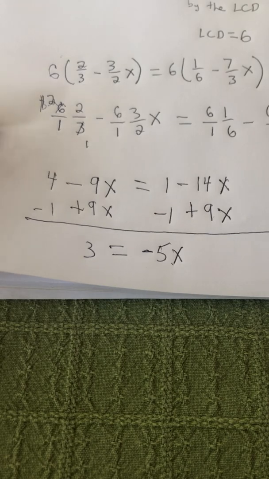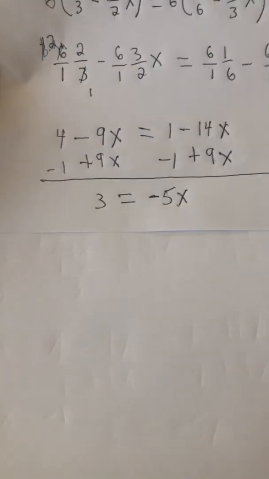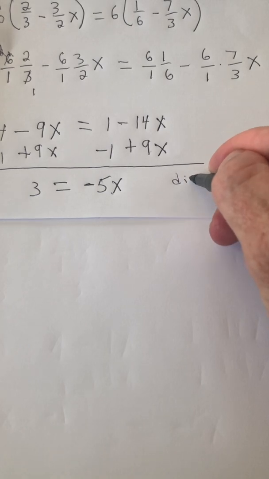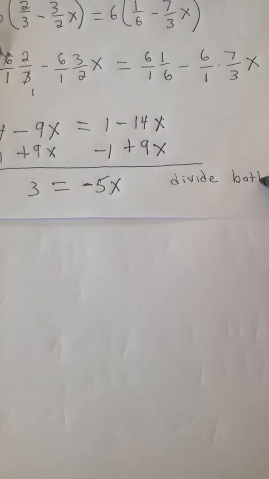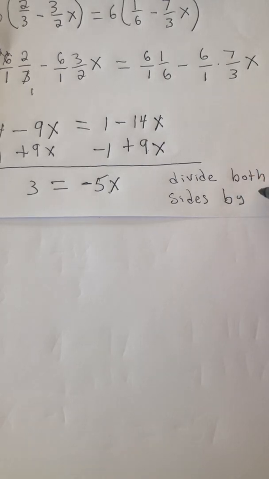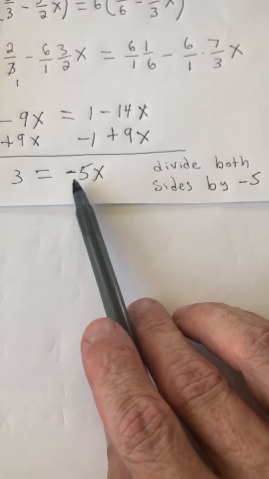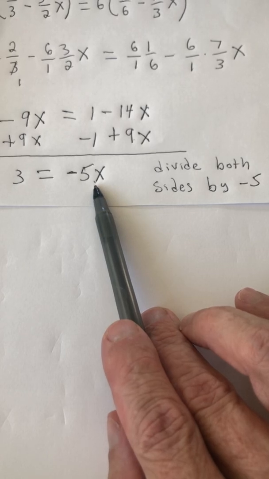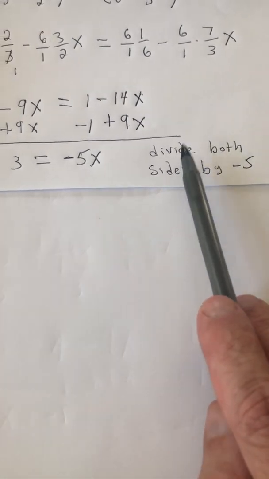So to get x by itself, what we will do now is divide both sides by negative 5. Remember that when you have a number written next to a variable, that implies multiplication, and the inverse of multiplication is division, so that's why we are dividing.